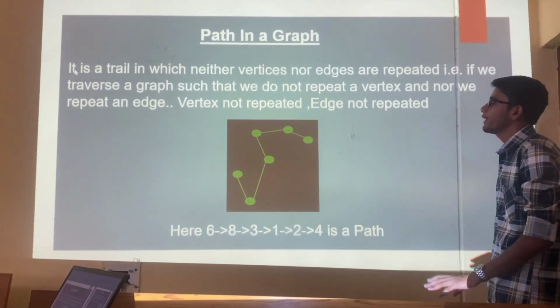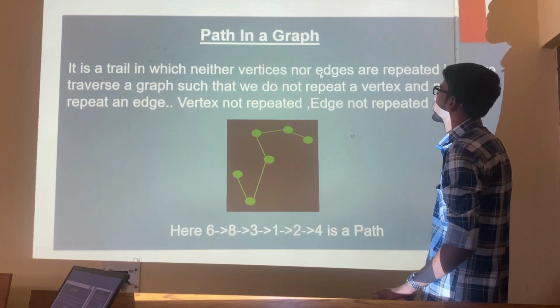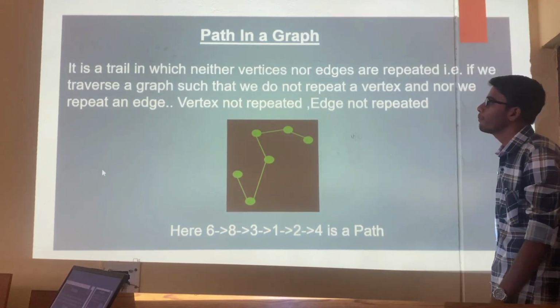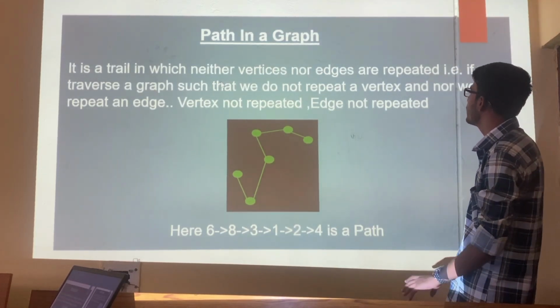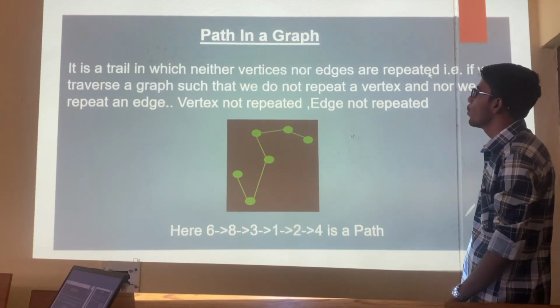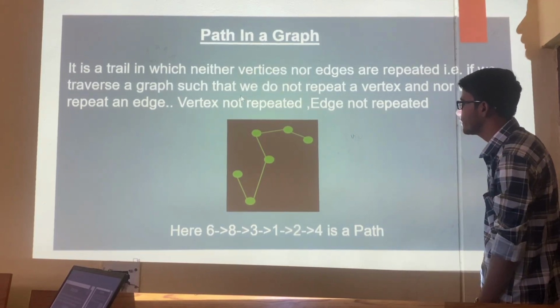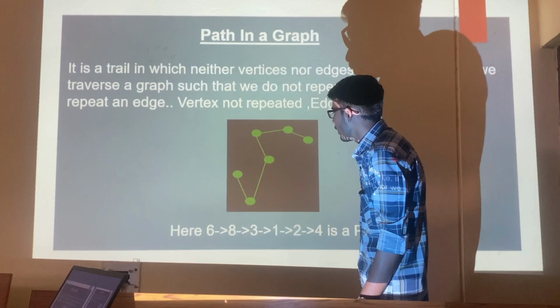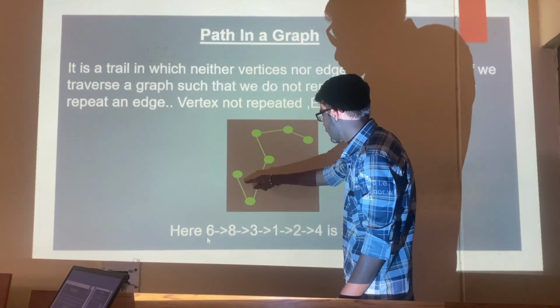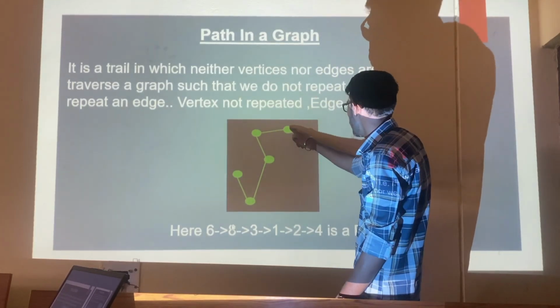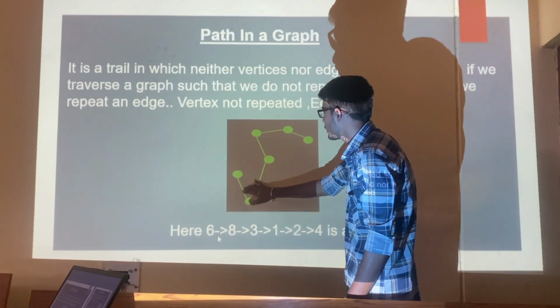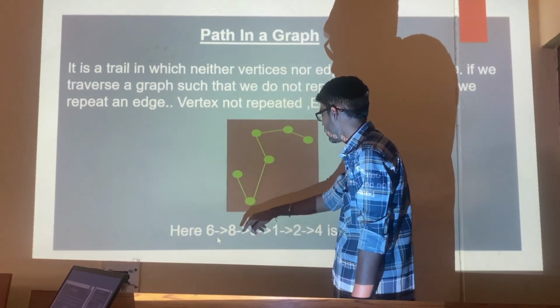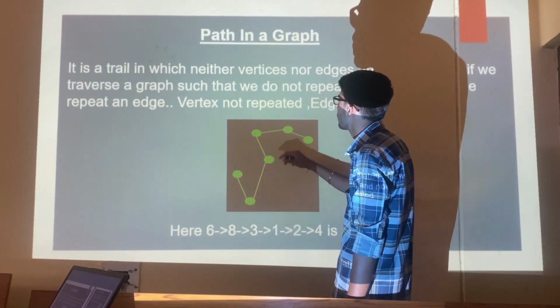What is a path? It is a traversal in which neither vertices nor edges are repeated. If we traverse a graph such that we don't repeat a vertex, nor do we repeat an edge. Let's see an example. If we move from 6, 8, 3, 1, 2, 4, this is a path because no vertices are repeated: not 6, not 4, not 1.